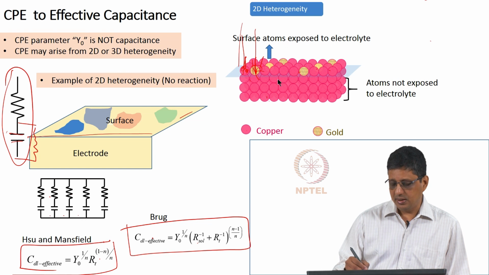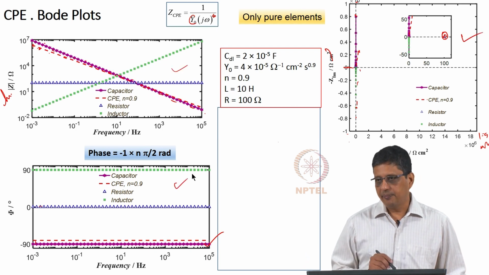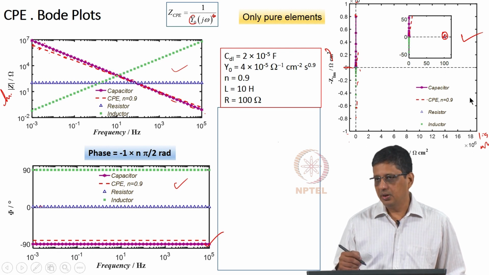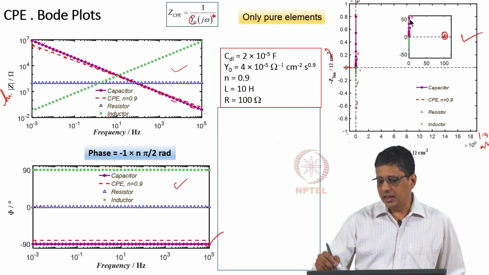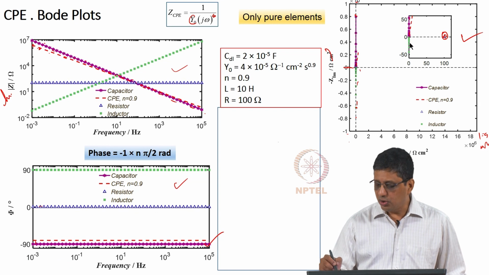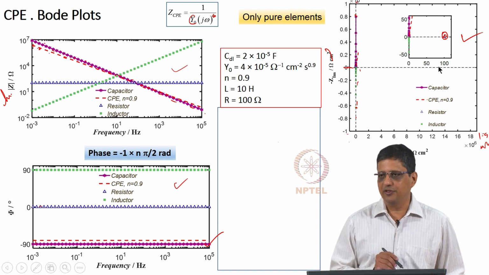Yeah, go ahead please. Yeah, here, which one, the one on the complex plane or the one on the Bode plot? On the complex plane. Complex plane, the red color dashed line is the CPE, the violet or dark pink color is the capacitance. Of course, I wanted to show you in equal scale, therefore, I have plotted like this. If you zoom in more and more, you would see a difference.